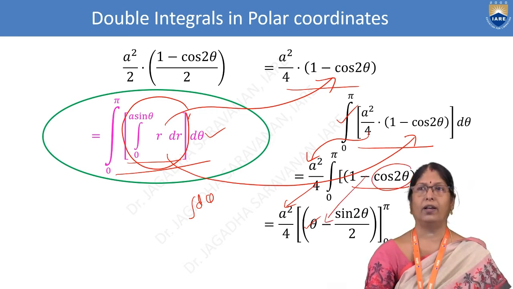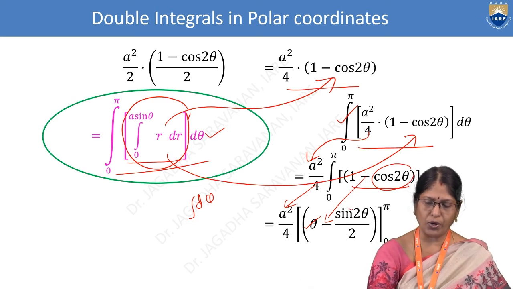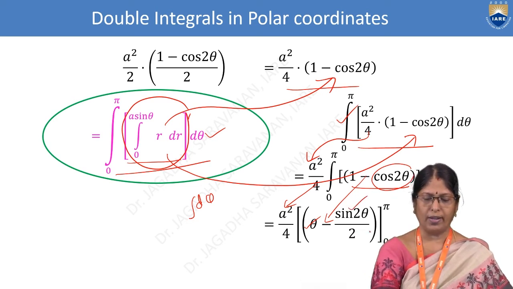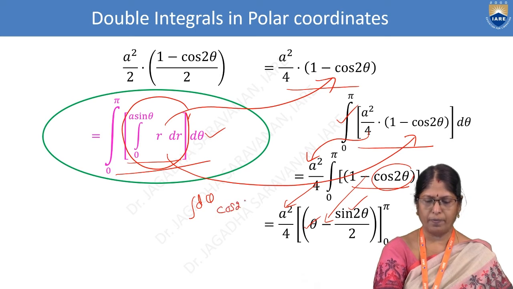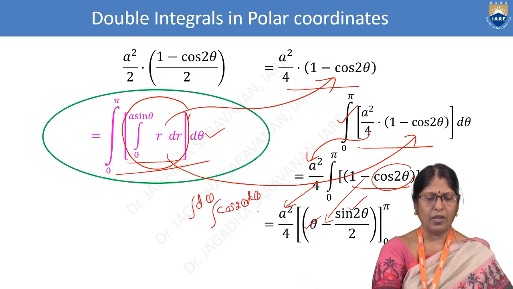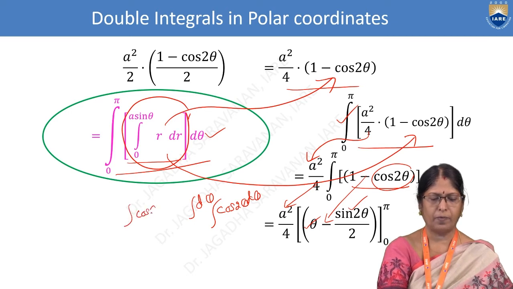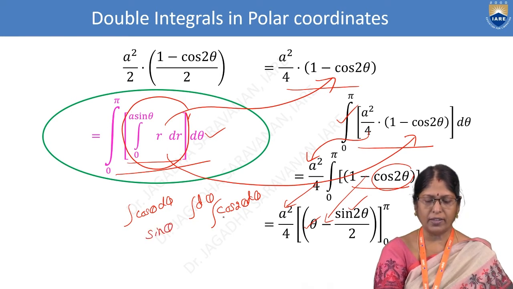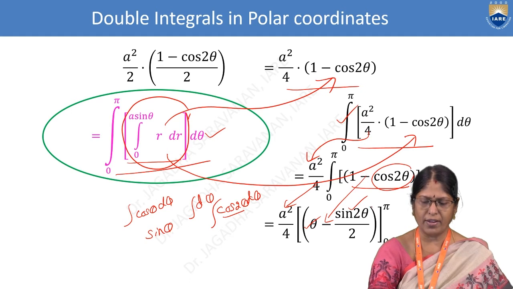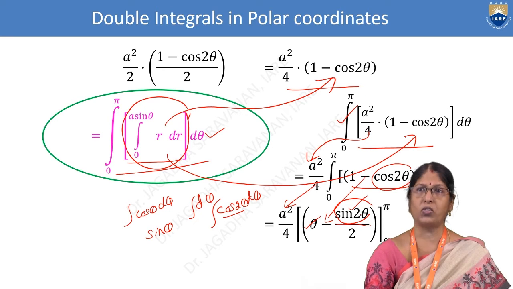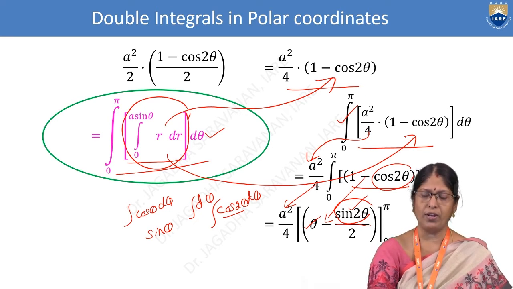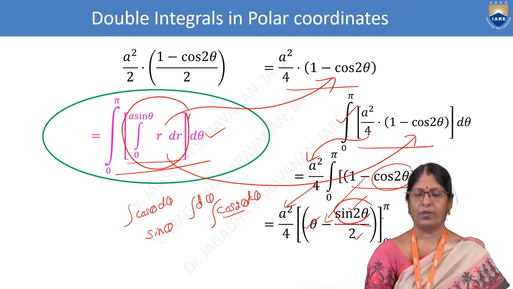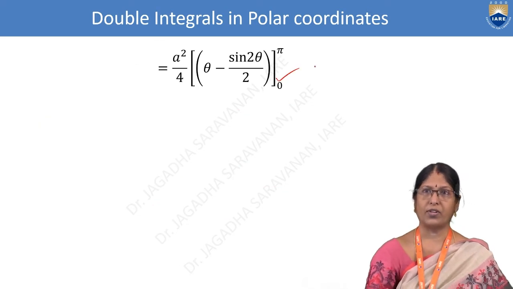Cos 2 theta. It is written sin 2 theta by 2. That is cos 2 theta d theta. If it is only cos theta, we know the integral is sin theta. This is cos 2 theta, that is the reason sine 2 theta divided by the theta coefficient, which is 2. We are doing the integration, so divided by 2. The limits are from 0 to pi. So this is the last step.